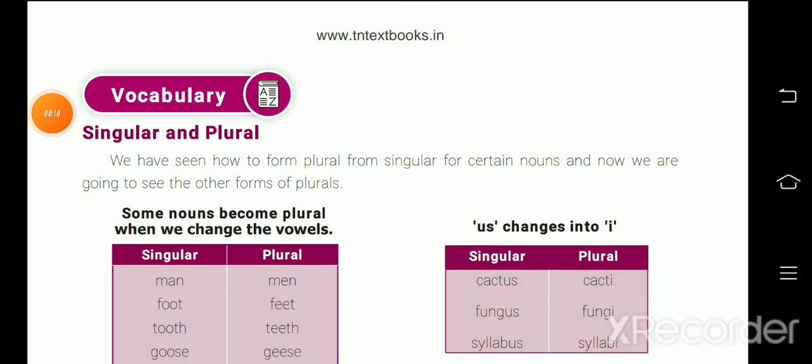We have already learned what singular and plural are in our childhood, and today we are going to see some of the plural types. First, we are going to see that some nouns become plural when we change the vowels. Yes, there are some words that contain vowels in them. If we change the vowels, it will become plural. Let us see one by one.